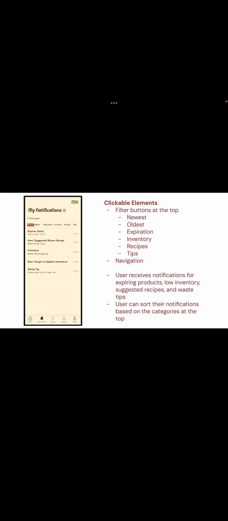On the notifications page, it will show the user's total messages at the moment, and they can sort them by newest, oldest, expiration dates, inventory notifications, recipes, and tips. I was not able to do this, but in the future I would like to add a swipe effect so that for each notification the user can snooze or delete them altogether.